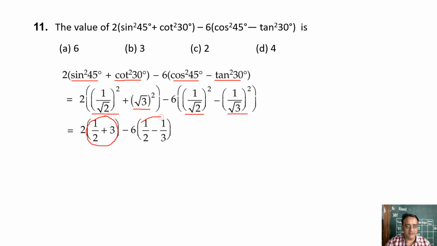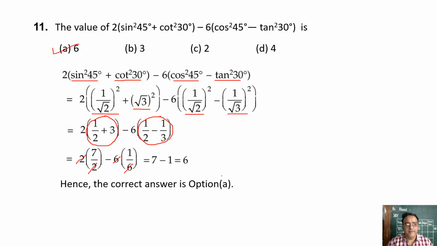7 by 2. Very good. What is 1 by 2 minus 1 by 3? 1 by 6. Right. So here the 2 will cancel and the 6 will cancel, and we'll get 7 minus 1 only. So what is the final answer? 6. So which option is the correct one? Option A, right. So this is the correct option.